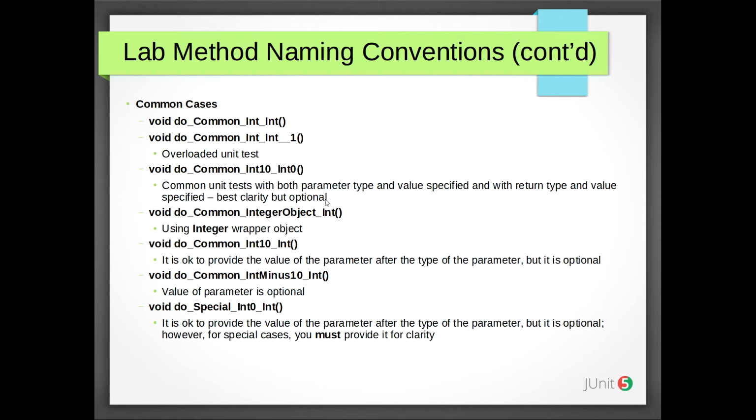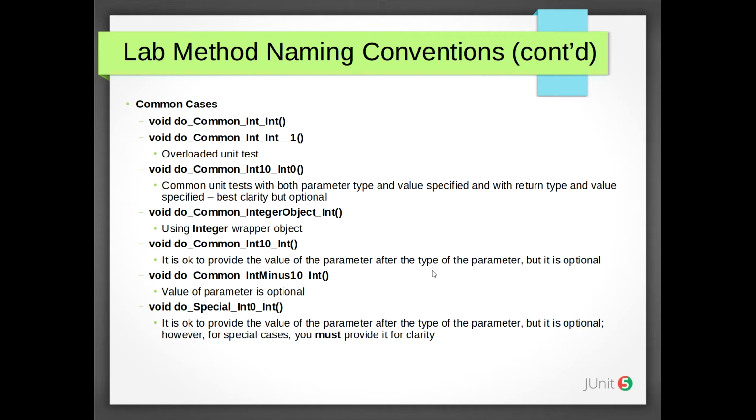For example, we could do void do_common_integer_object_int. In this case, we're passing in an integer wrapper object and we're getting an int primitive in return. Void do_common_int_10_int. In this case, it is okay to provide the value of the parameter after the type of the parameter, but it is optional, and we're providing it for the parameter we're passing in, but not providing it for the return value. We're just providing the type of the return value.